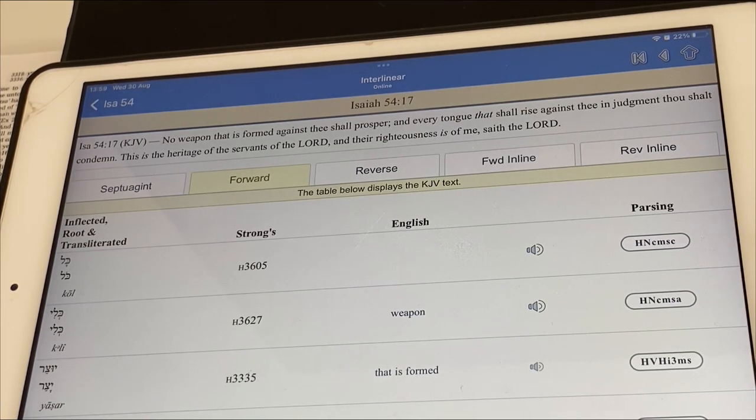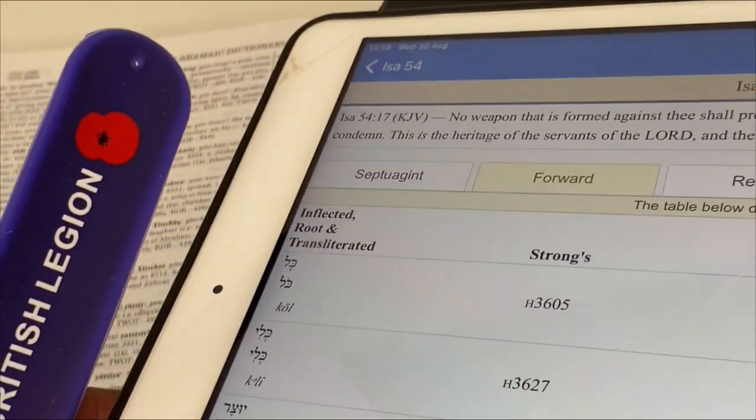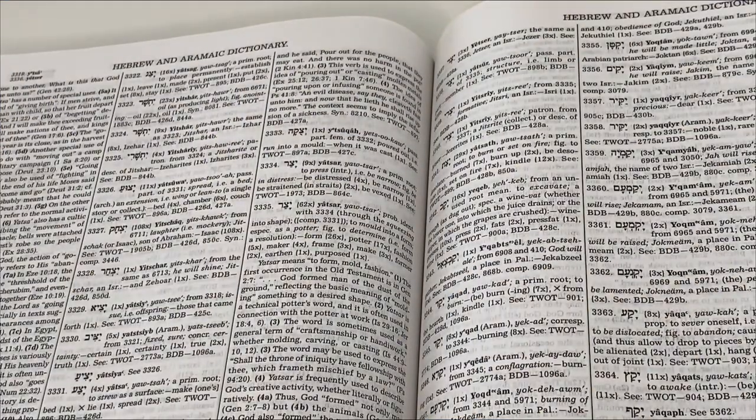Okay, let's do that again. Strong's H3335. Yatzer. There we go. So that's the correct pronunciation of the word. So if you want something on the Blue Letter Bible, let me know in the comments.